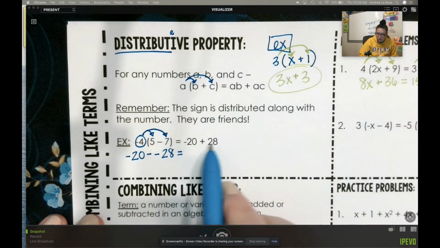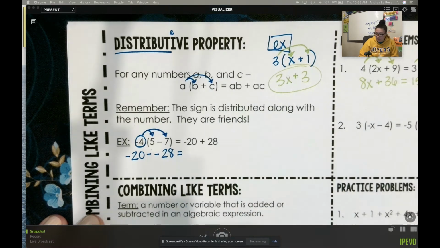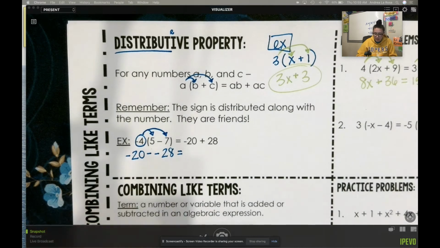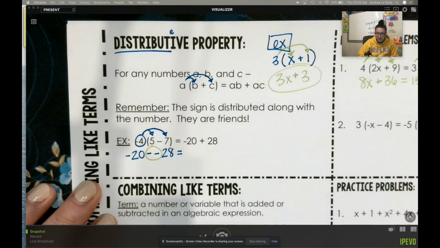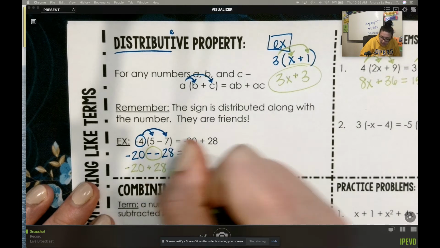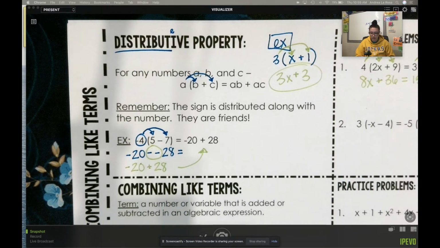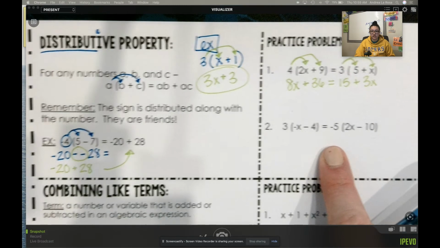And that's going to equal 20 plus 28. I see when I did my math here, I got a double negative. If I subtract a negative, that turns into addition. So it becomes -20 plus 28, just like we see for our answer there. Double negatives are going to turn into a positive. So let's try an example just like it.